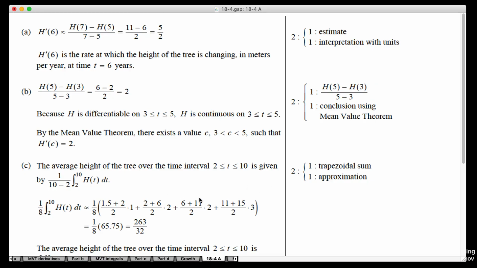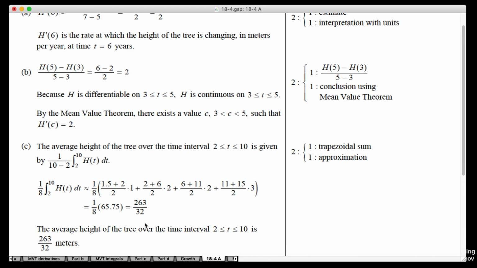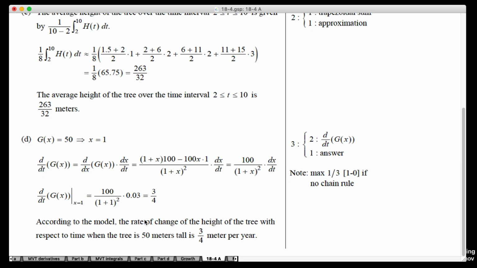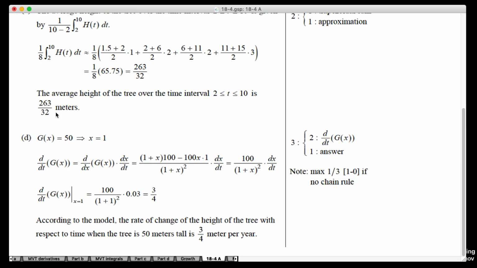And the last, well, this part C, it wanted us to know the average height. So you got 1 point for the trapezoidal sum. That was 1 point for this sum right here. And then 1 point for this approximation. And the last part of this question, remember, always answer the questions in words.